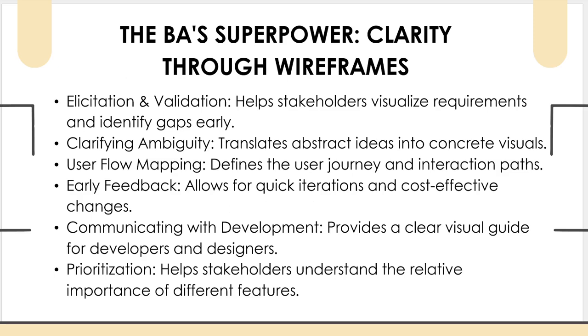The BA superpower: clarity through the wireframe. If we want to explain the functionality to the developer or the business team, the wireframe is the best way to explain it. Wireframes and prototypes help elicit and validate: they help the stakeholder visualize the requirement and identify the gaps early. We collect the requirement from the stakeholder using requirement gathering techniques, analyze the requirement, and then we prepare the wireframes and prototype of that requirement.